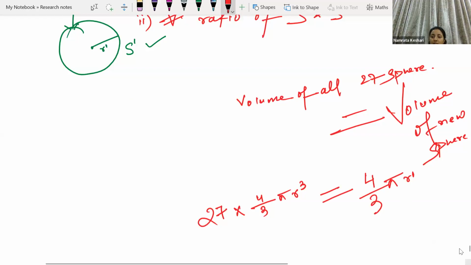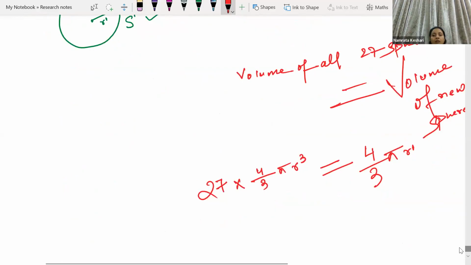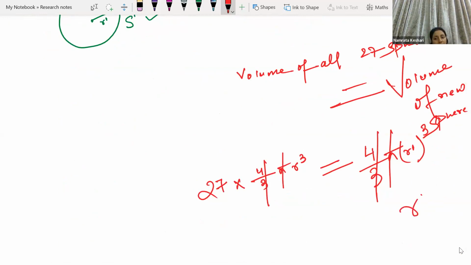Where do we have r dash? See the question carefully. Find r dash of the new sphere. That means find the radius of the new sphere. So let's continue. 4 by 3 pi r cube. 4 by 3 pi, 4 by 3 pi will get cancelled out. I was telling you we will be finding r dash. So 27 r cube is equal to r dash cube. That means r dash is equal to what? Who will say? r dash will be what?